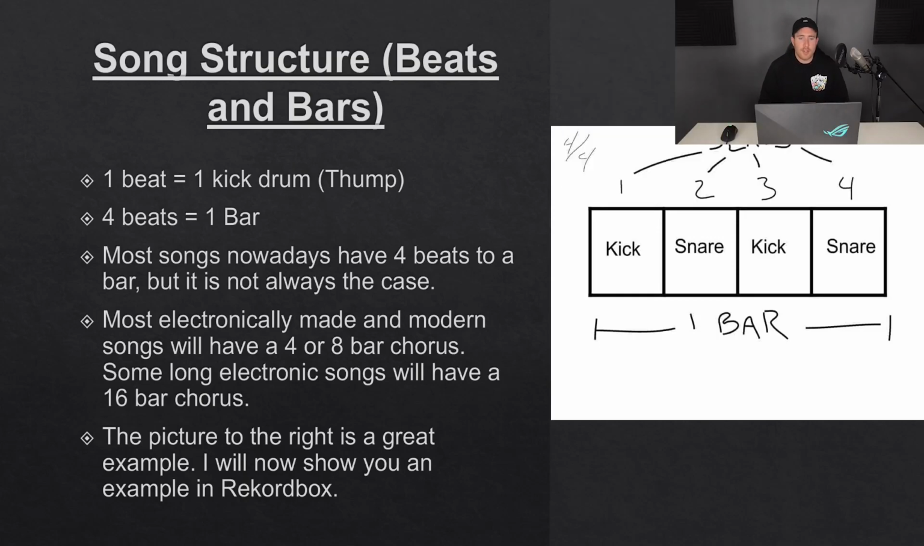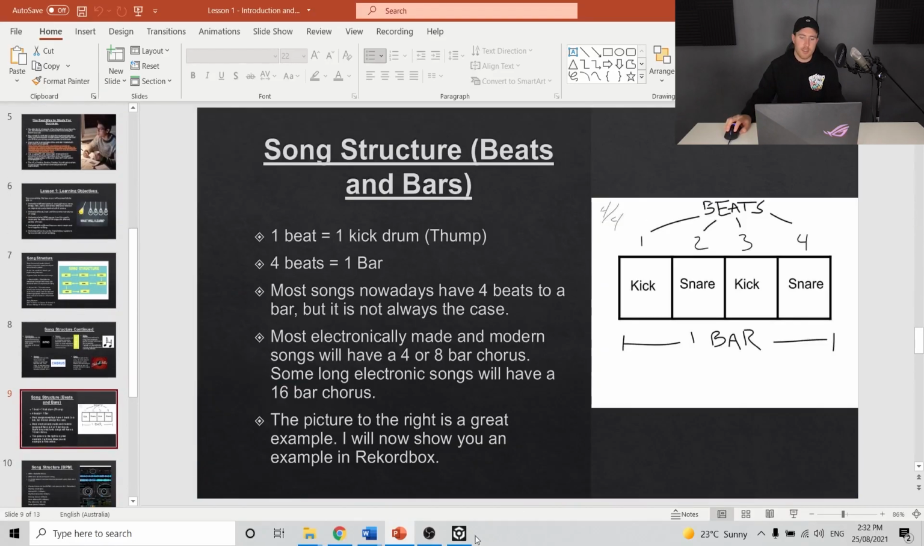So now we move on to song structure, beats and bars. So one beat equals one kick drum. So that's one beat. And 4 beats equals a bar. So you've got 1, 2, 3, 4. That equals 1 bar. I'm just going to quickly shift over to my Record Box here.